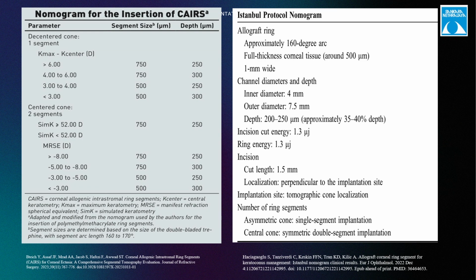which takes into account a decentered cone and a centered cone, correlating to the segment size and the depth of the placement. In the decentered cone, we are using one segment, like we understood. For that, we have a K max or the K center diopteric. In that, you can see if it is more than 6 diopters, we are using a segment size of 750 microns and at a depth of 250. Most of this you will see on the depth size is not more than 300 microns. So segment size is 750 micron.